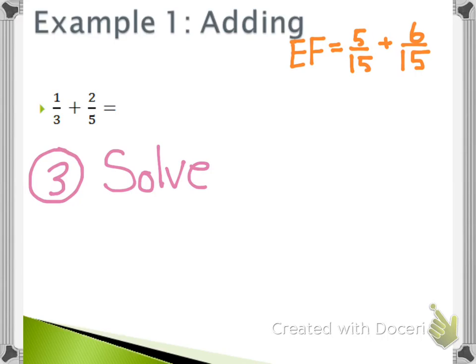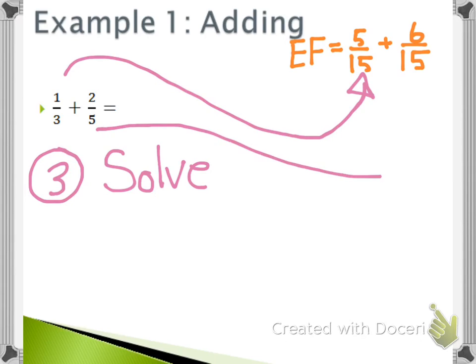Okay, so now we can go on to step 3 and solve. And just like before, where I had the common denominator written in the top right-hand corner of the screen, I did the same thing for our equivalent fractions, or EF for short. I just want us to remember what we did in the last step, and that was to take 1/3 and write an equivalent fraction for 1/3 as 5/15, and then we did the same thing for 2/5, and we rewrote 2/5 as the equivalent fraction 6/15.